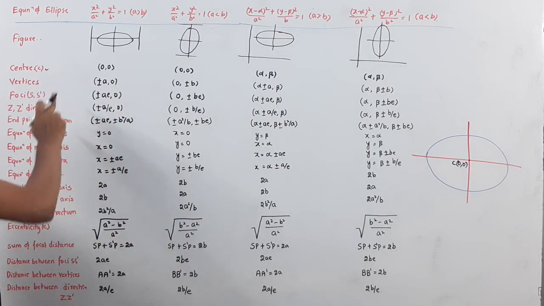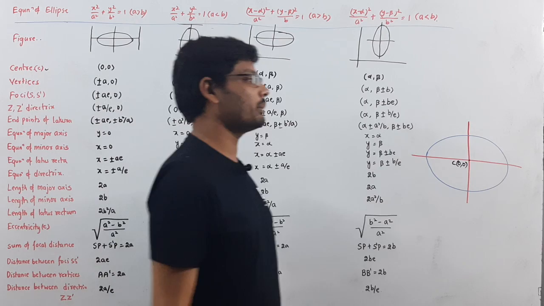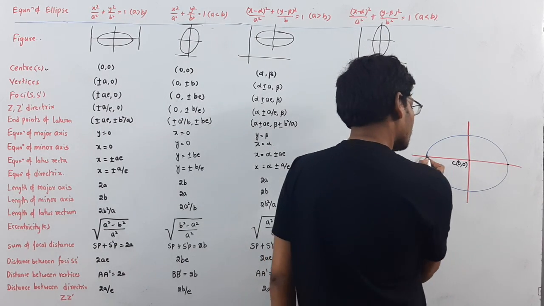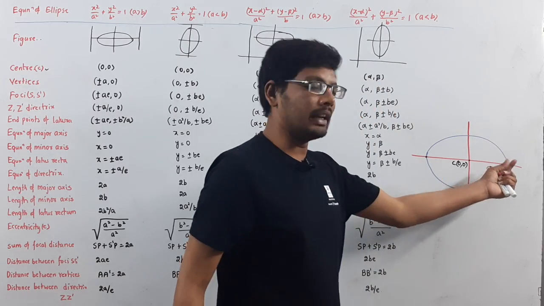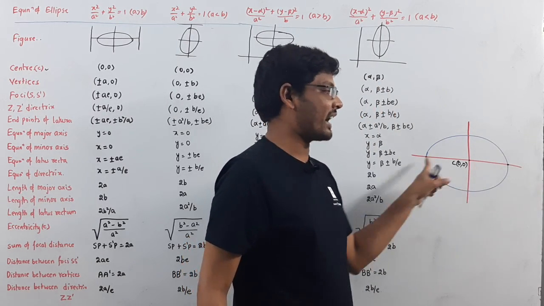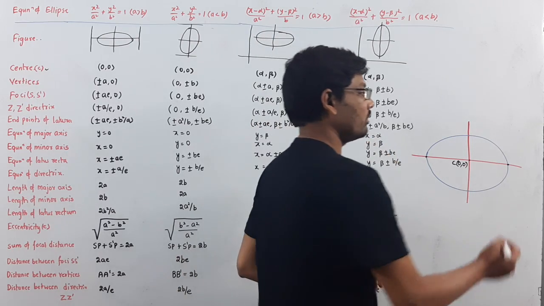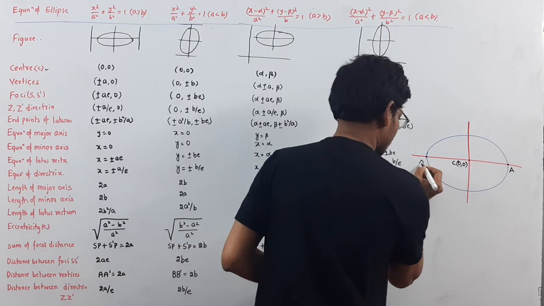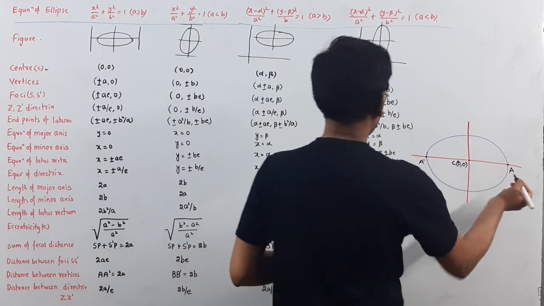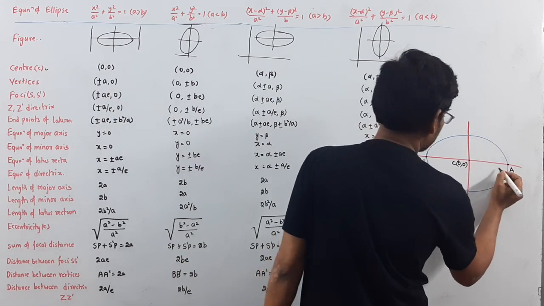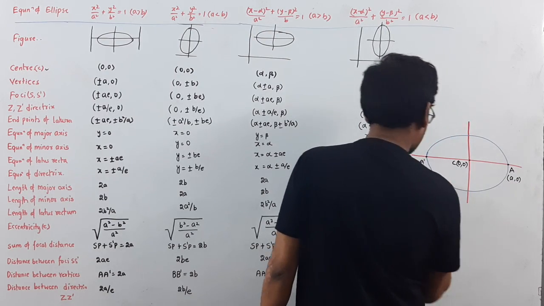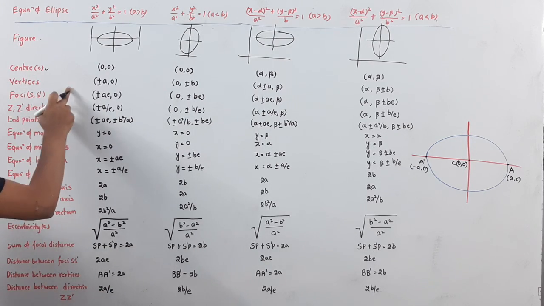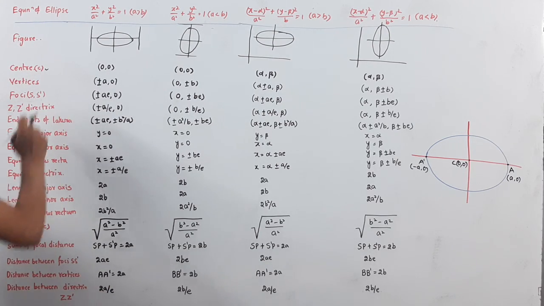And next, what is S? What is meant by vertices? The points where the ellipse intersects the major axis are called vertices. This is A, this is A dash, so plus or minus A, that is A comma 0 and minus A comma 0.